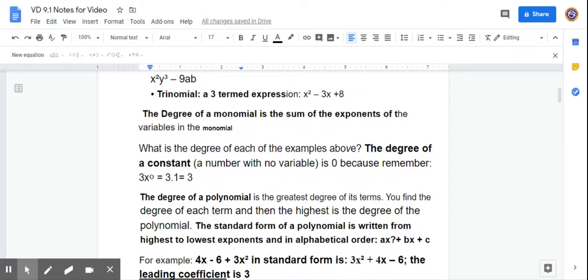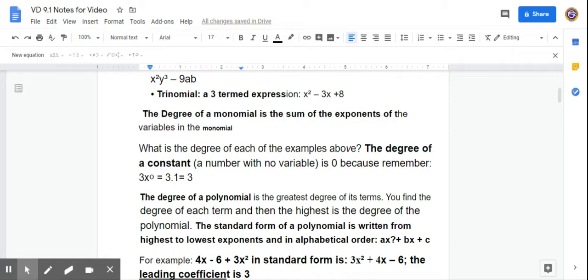The degree of a constant, remember a constant is a number with no variable, is 0. Why is it 0? Well, we can rewrite 3, the number 3, which is a constant, as 3x to the 0 power. Remember, anything to the 0 power is 1. So 3x to the 0 power is 3 times 1, which is 3. So it's just another way of writing 3. The degree, remember, of a monomial is the sum of the exponents. So if you look, x to the 0 power has a degree of 0 because the exponent is 0.